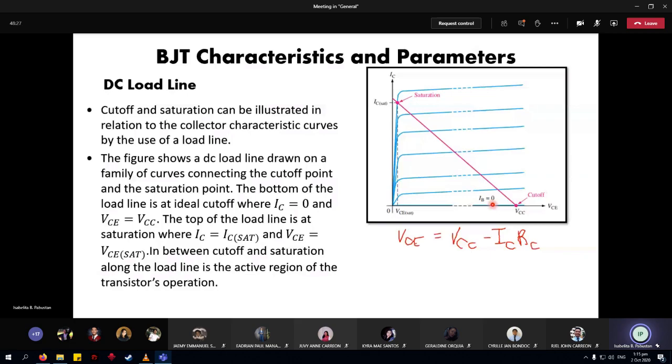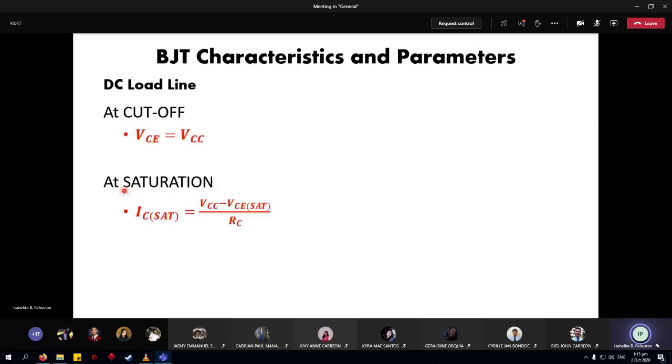So, at cutoff, your VCE will be equal to VCC. This one. Okay? At cutoff, your VCE will be equal to VCC. Okay, the supply. At saturation, your IC sat is equal to VCC minus VCE sat over RC. The ideal here is the VCE sat is very small. The ideal is 0, but it is not actually 0, no?